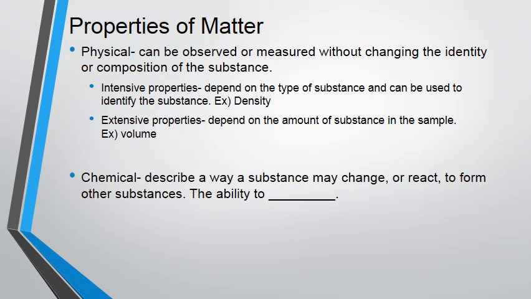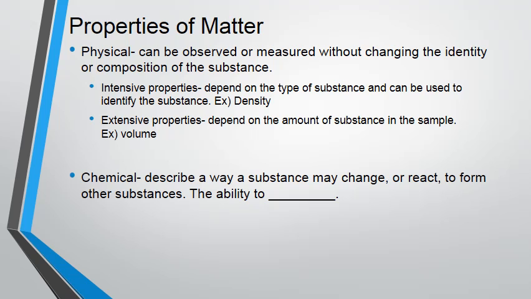A couple other things. We're going to talk about some physical and chemical properties and changes, and then there's one more part after that. So physical properties of matter. Physical properties are things that can be observed or measured without changing the identity or the composition of the substance. A physical property falls into two categories. So let's talk about those two categories.